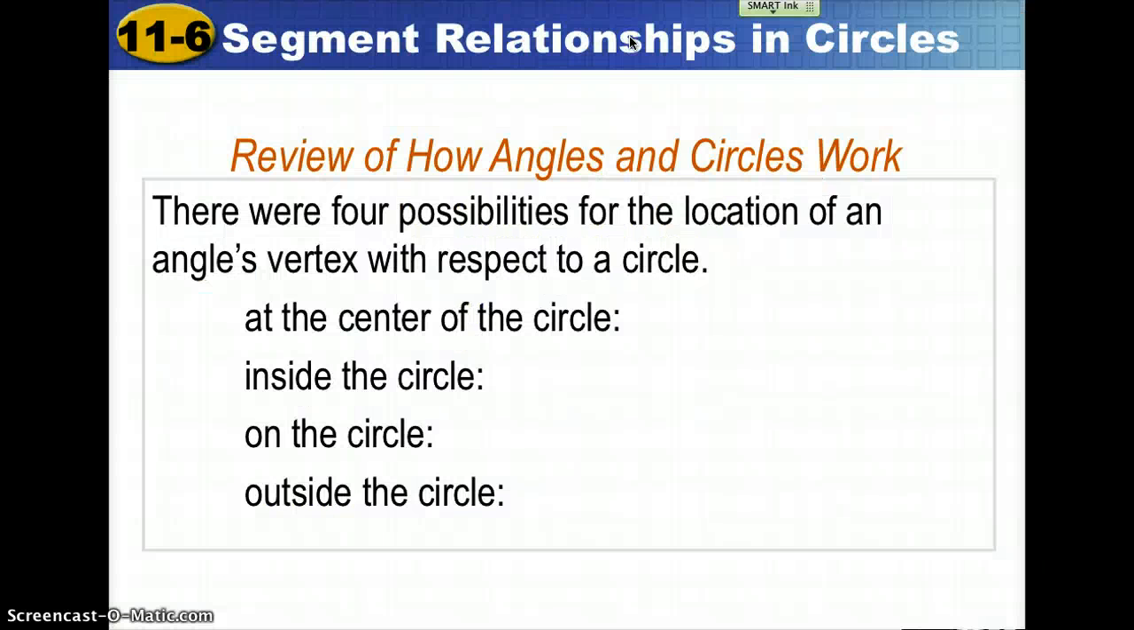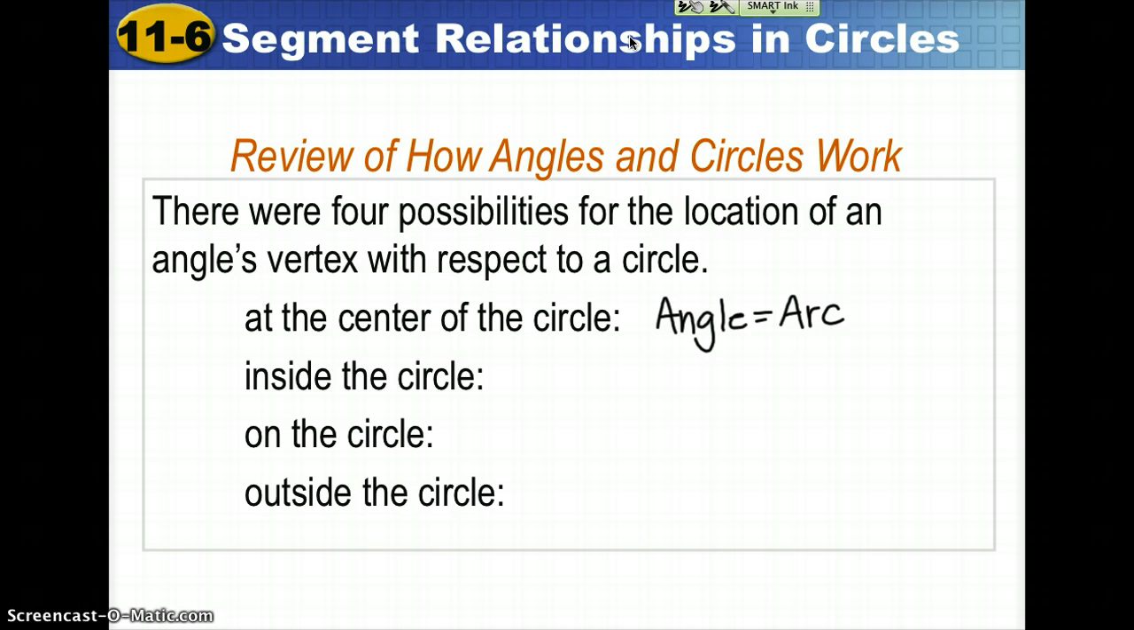Okay, so from yesterday and the day before, we looked at 4 different ways that angles could be on a circle. They could be at the center of the circle, they could be inside the circle, they could be on the circle, and they could be outside the circle. So what we talked about was that if the vertex of the angle was at the center of the circle, the measure of the angle equaled the measure of the arc. That was probably the easiest one. That was a central angle.